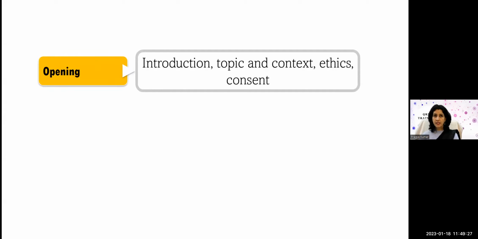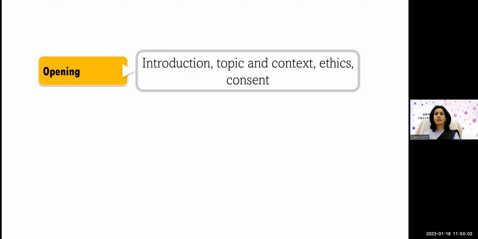Coming to the opening section, it should have an introduction of the topic or the context. You also give the participant the information sheet, explaining why you are doing this research. You explain the benefits and the risks involved in the research, and then you take the written consent also. These days, generally, you should take written consent of the participant, and that consent should include the part that you are going to audio record the whole conversation.